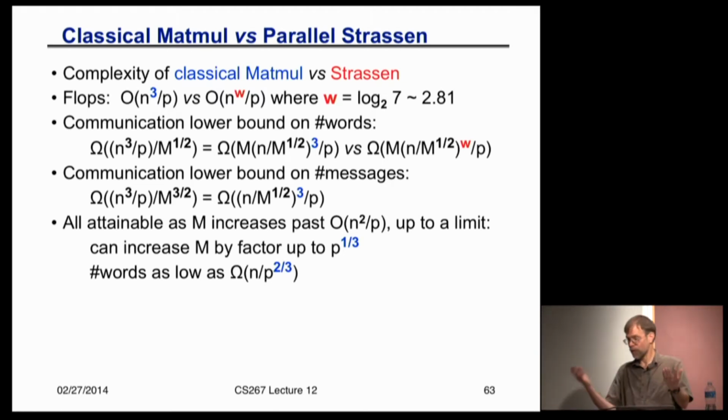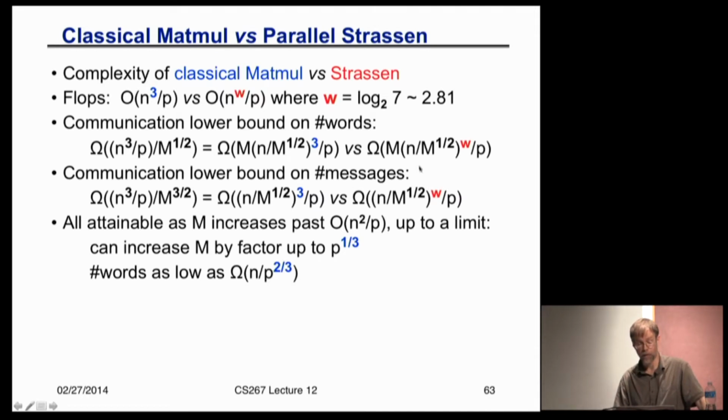And so I won't go through the proof, but it uses a bunch of interesting graph theory. So we also have the potential of communicating a lot less and a lot fewer words. The same thing happens to the number of messages. It's also smaller by a factor of capital M.